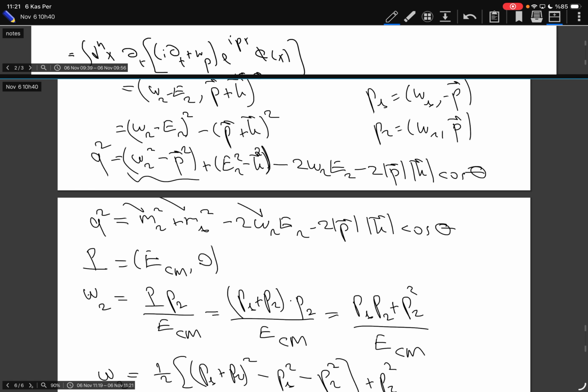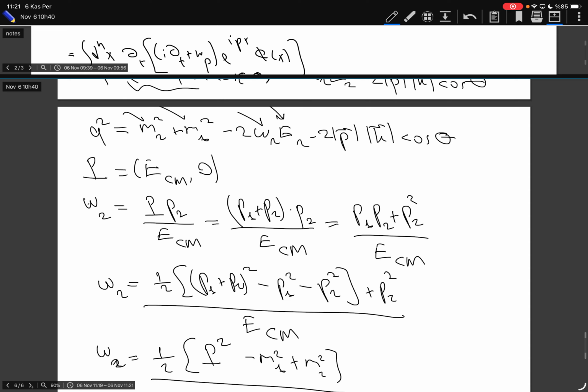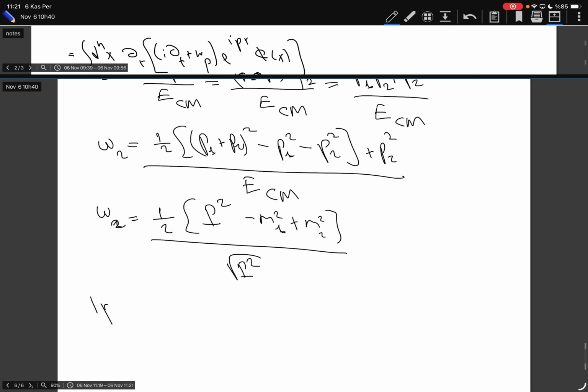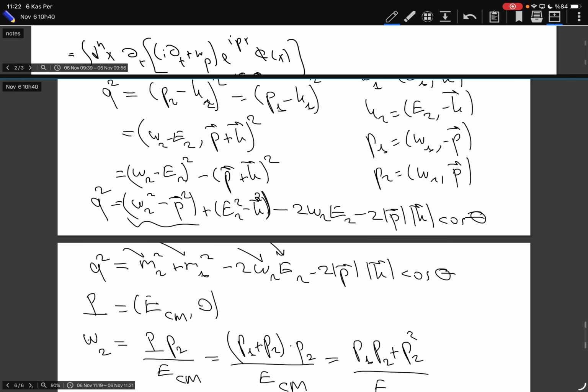I can do basically the same thing for E2. But if I know omega 2, remember P will be omega 2 squared minus M2 squared. I have omega 2 in terms of the center of mass energy. This is Lorentz invariant, which tells me that P is now expressed in terms of the center of mass energy. So this is now expressed in a Lorentz invariant way in terms of the center of mass energy. I can do the same thing for K.